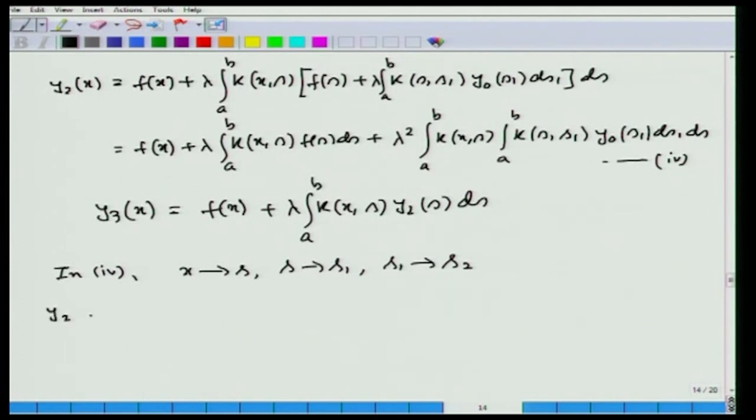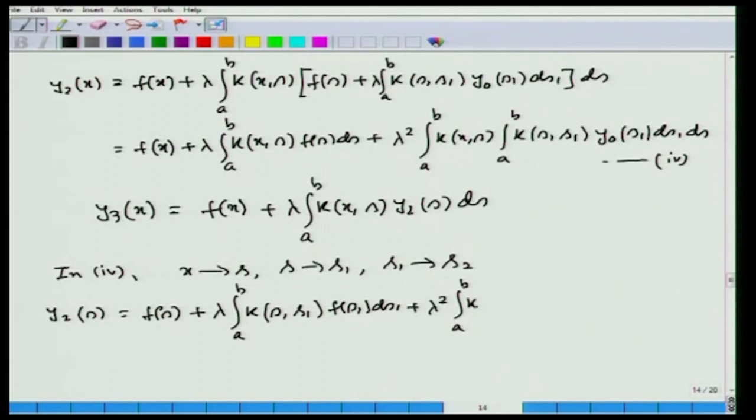Then y2(s) is equal to f(s) plus lambda integral from a to b k(s,s1) f(s1) ds1 plus lambda square integral from a to b k(s,s1) integral from a to b k(s1,s2) y0(s2) ds2 ds1.